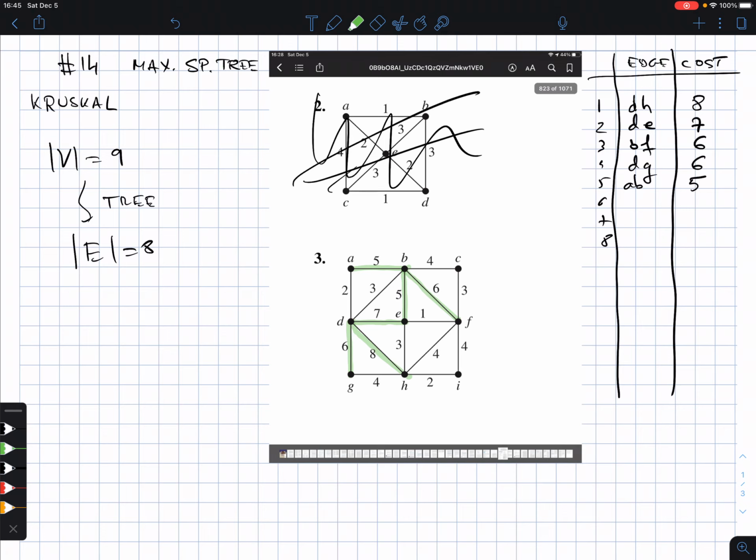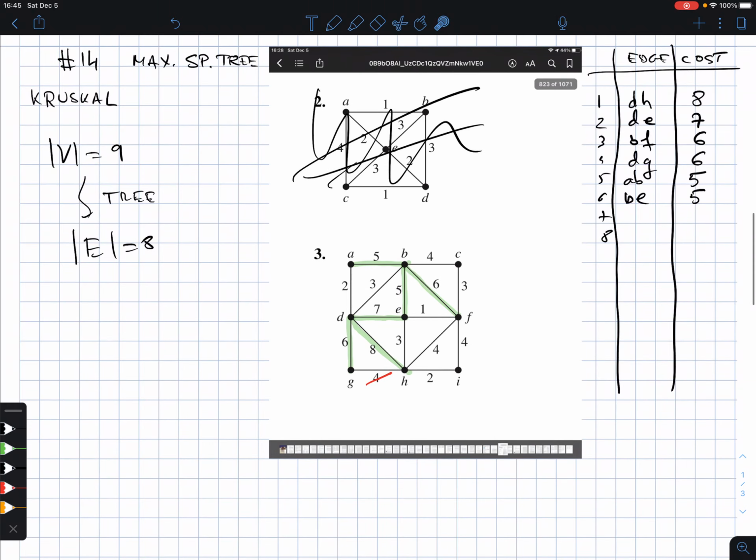Okay, so that was BE that I took, right? BE has cost 5. Here's another one with cost 5. No, now cost 4 comes. Now I see there is one that I cannot take here. This one would create a circuit. There's actually another one. This one here also would create a circuit, right?